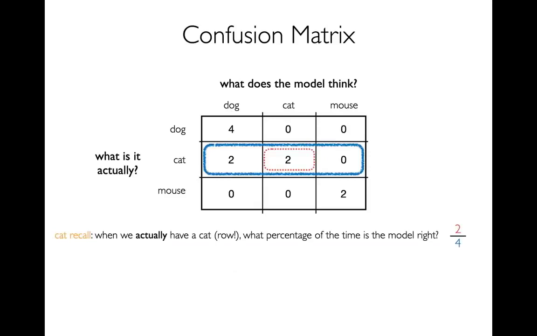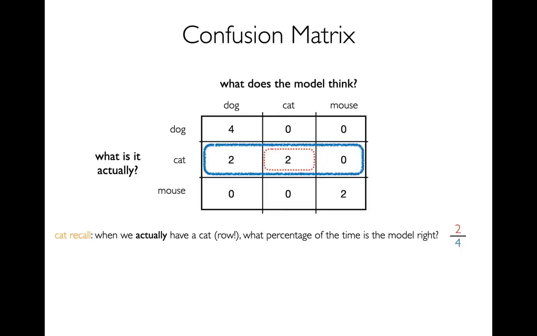It turns out we can actually have these metrics for each class, so I'm going to have 6 different metrics here. I have dog recall, cat recall, mouse recall, and similarly dog precision, cat precision, and mouse precision. I'm just going to look at a few of these. When I'm asking what is the cat recall, what I want to know is when we actually have a cat, what percentage of the time is the model right? Since I'm asking about what is actually the case, what I'm really doing is dividing by the sum of numbers in a row, because each row represents what the data actually is.